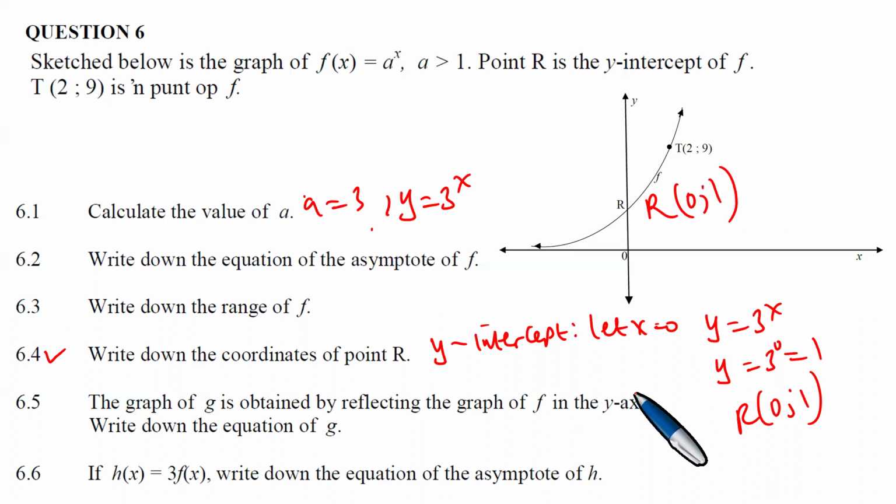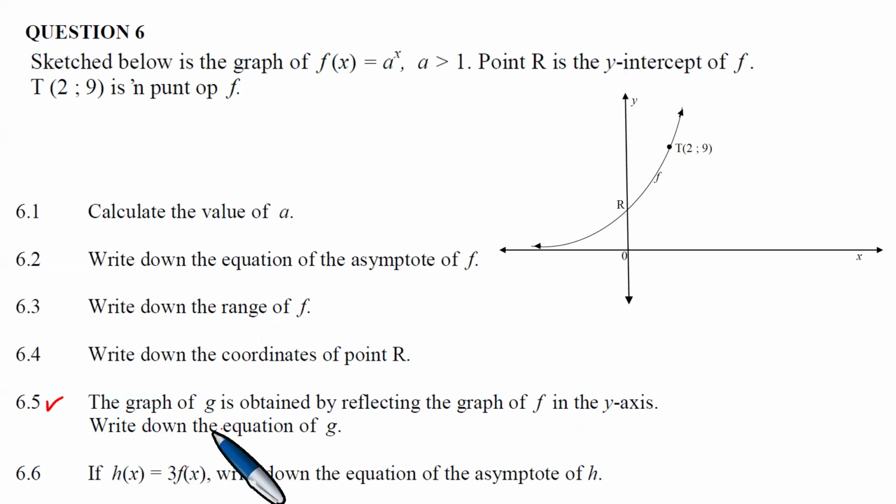So write down the coordinates of the point R. The coordinates of the point R are 0 and 1. Now, the graph of f is obtained there. Right, so let's look at the next question.